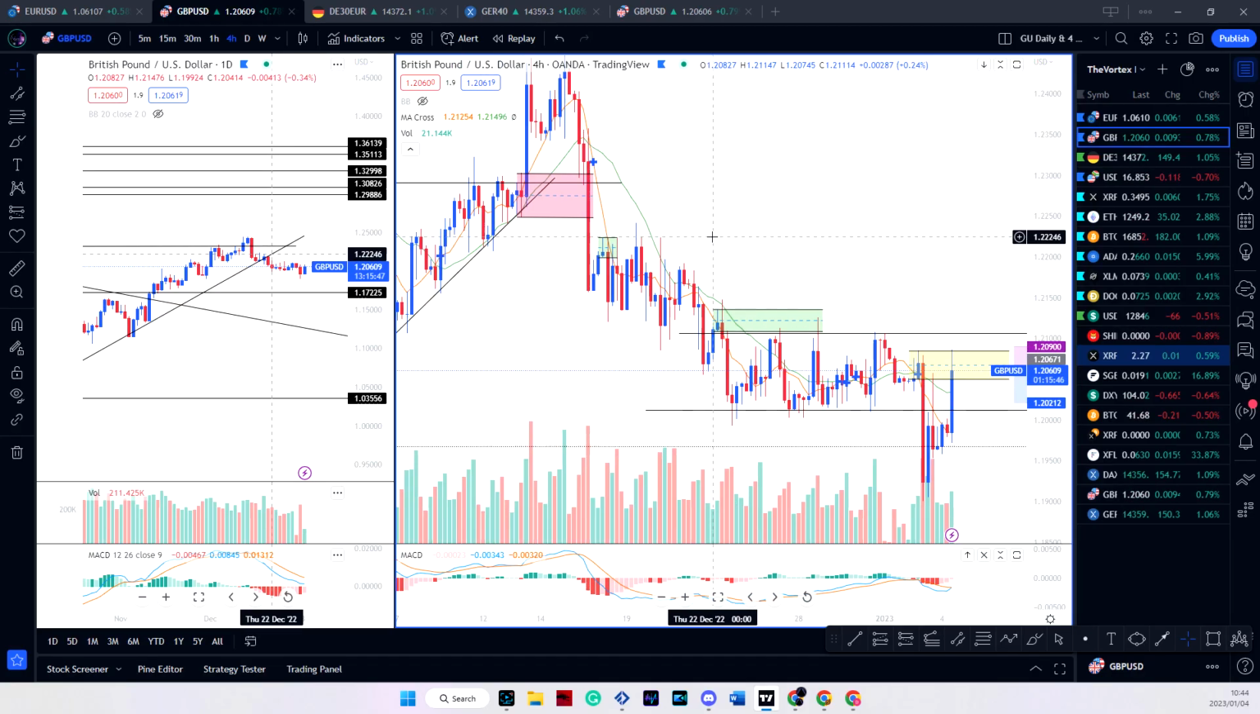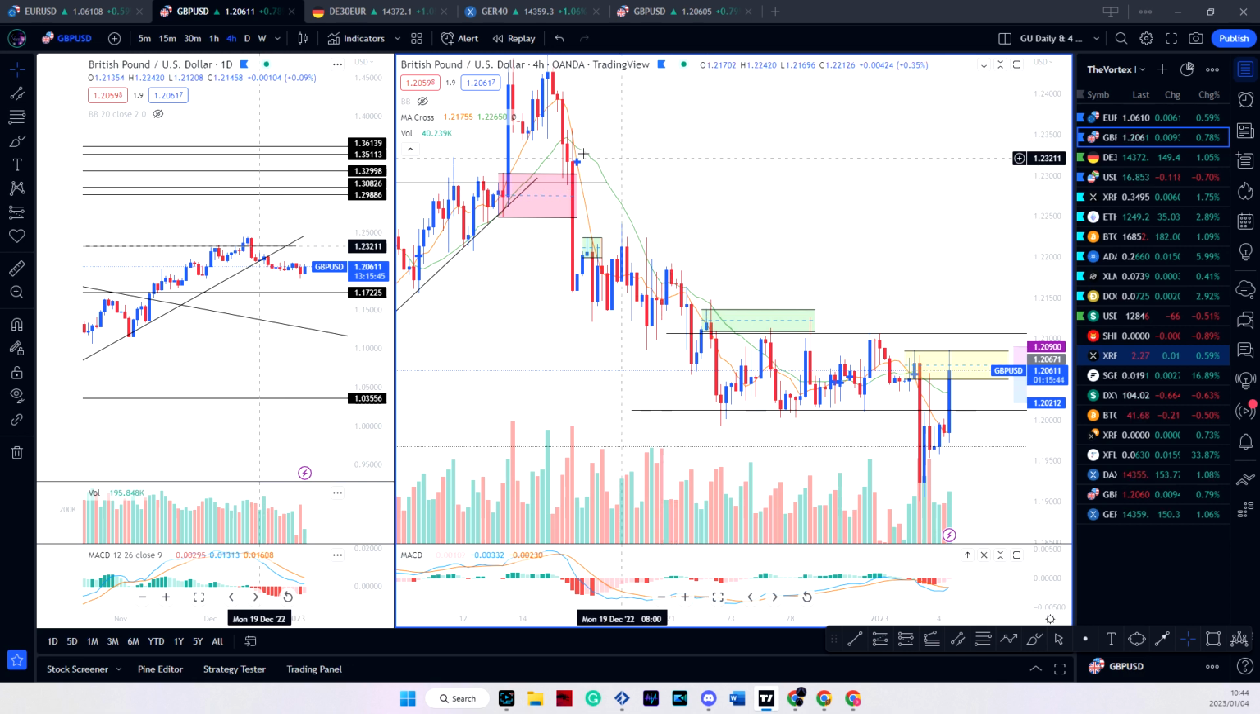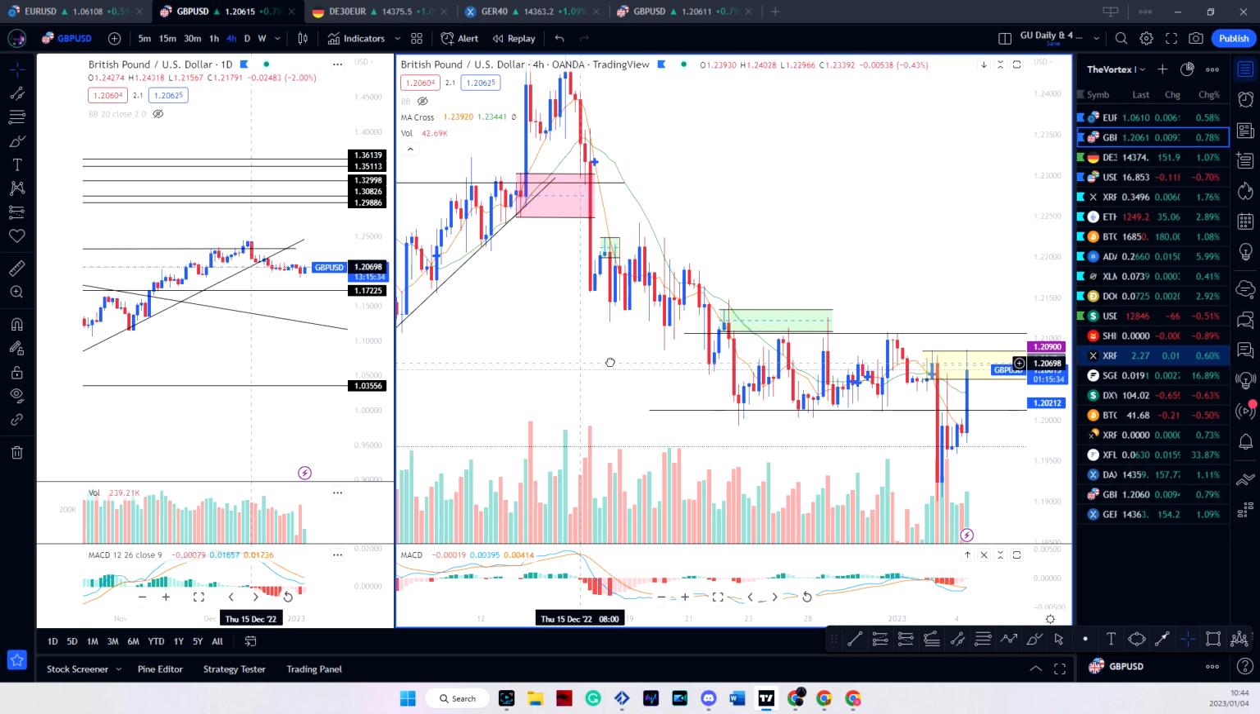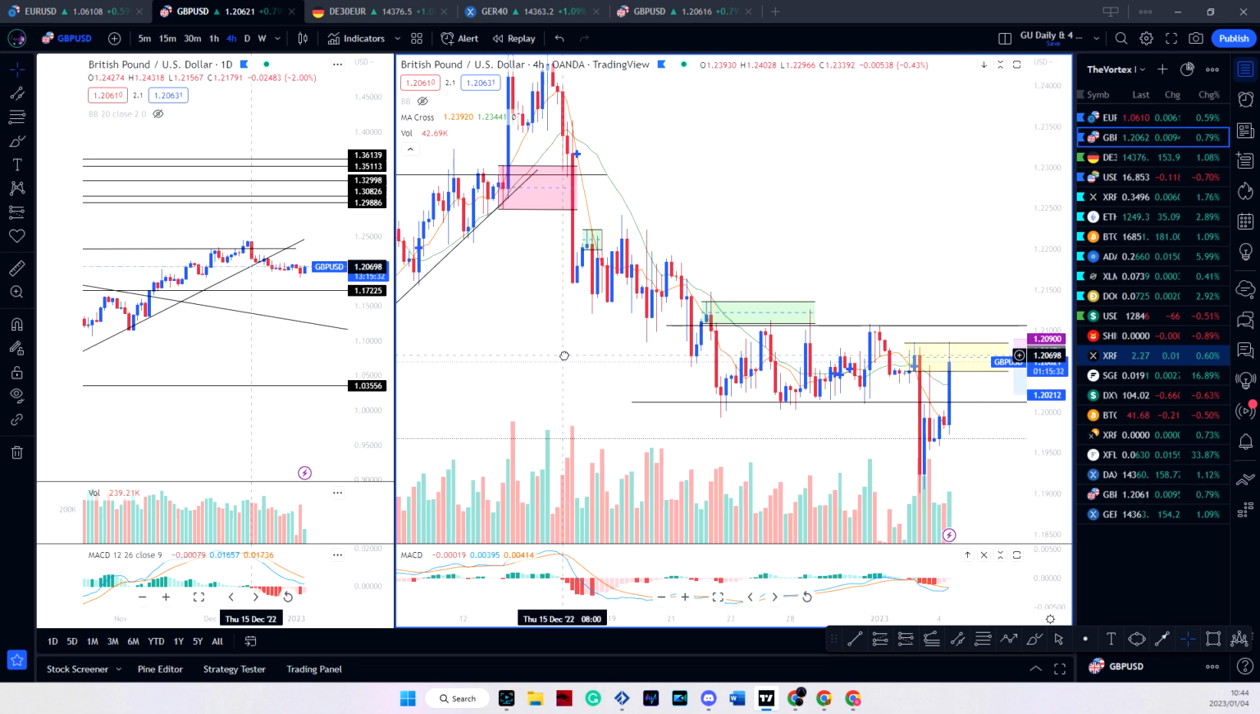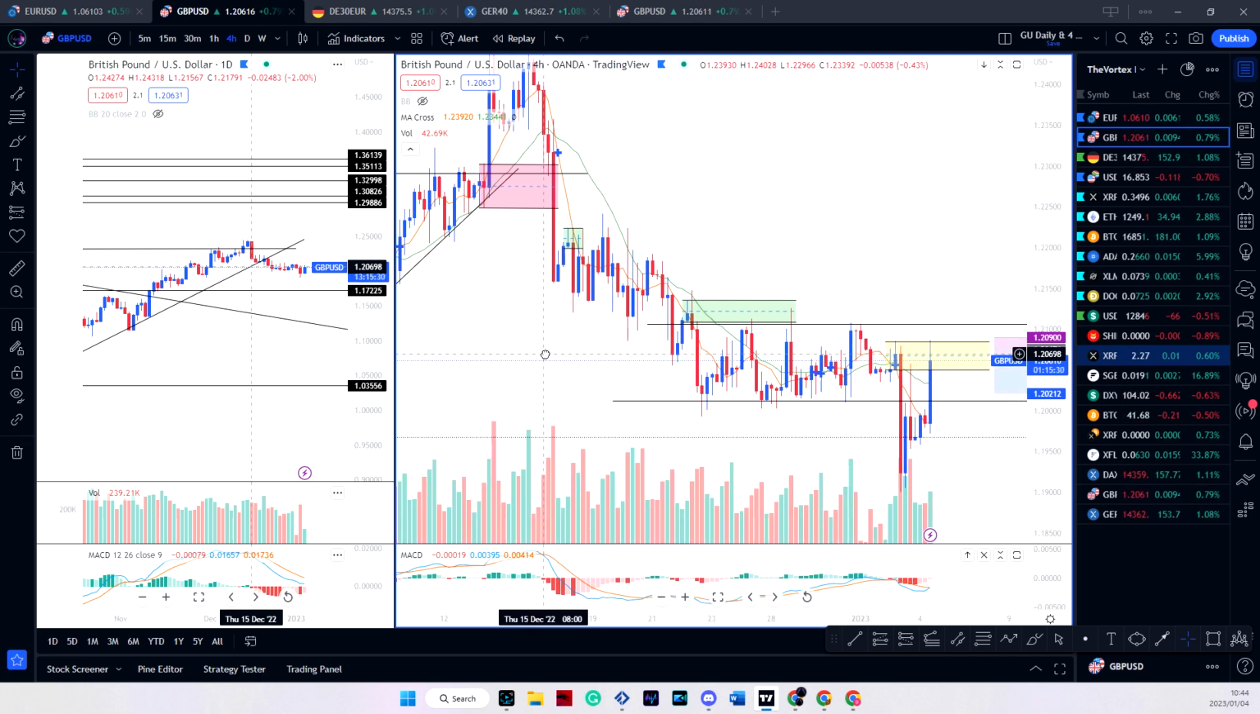Right, guys, so on my screen, we have GBP USD. On the right hand side, we have the 4-hour chart, and on the left hand side, we have the daily chart. Now, when trading order blocks, as most of you will know, some of you may not, I swing trade order blocks on higher time frames. That is how I do it for myself personally.